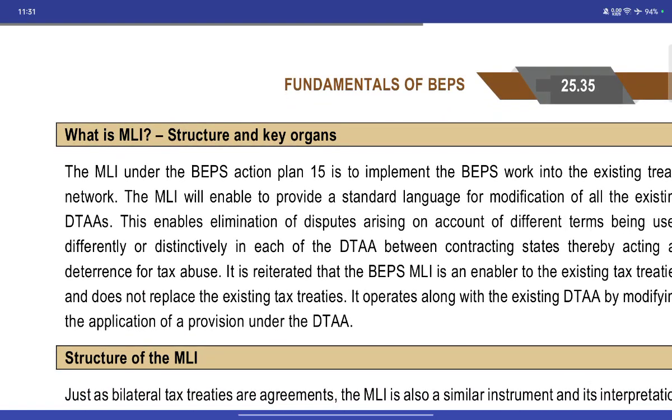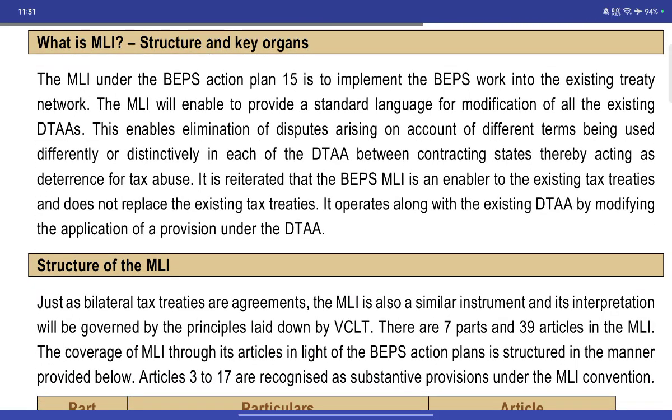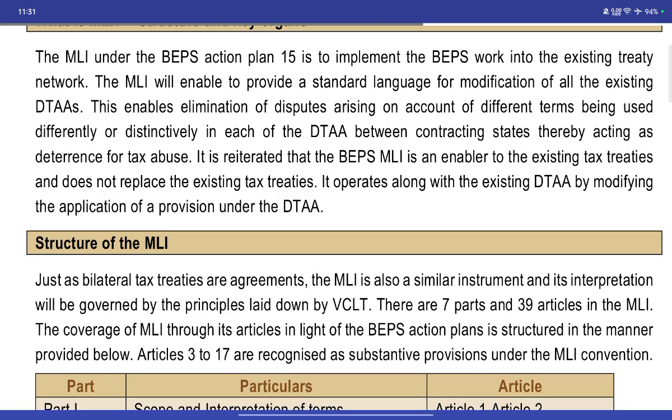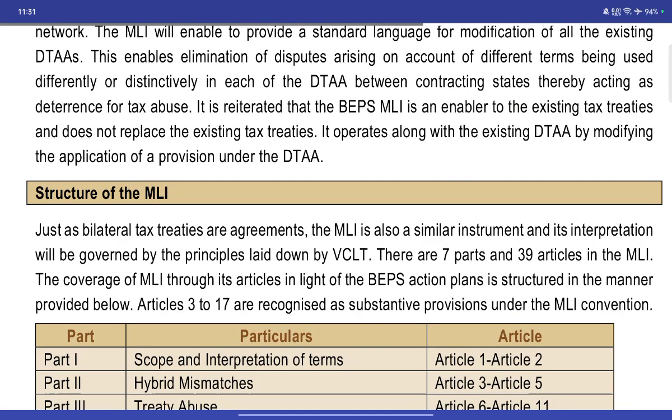What is the MLI structure and its key organs? The MLI under BEPS Action 15 implements BEPS measures in the existing treaty network. The MLI enables standard language modification in all existing DTAs. This helps eliminate disputes arising on account of different terms being used differently in each of the DTAs between contracting states, thereby acting as a deterrent to tax abuses.